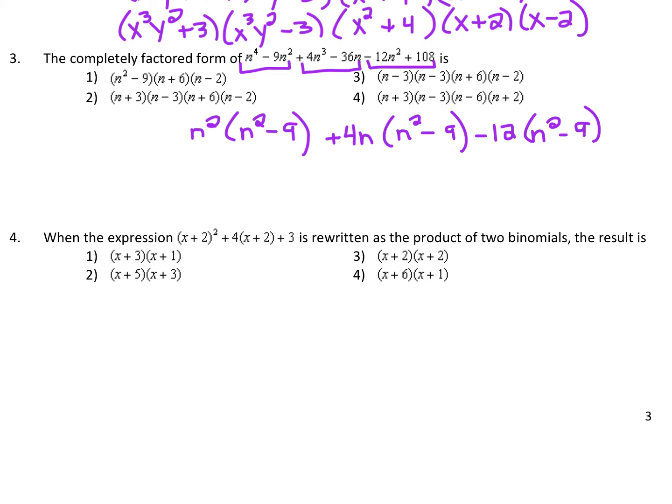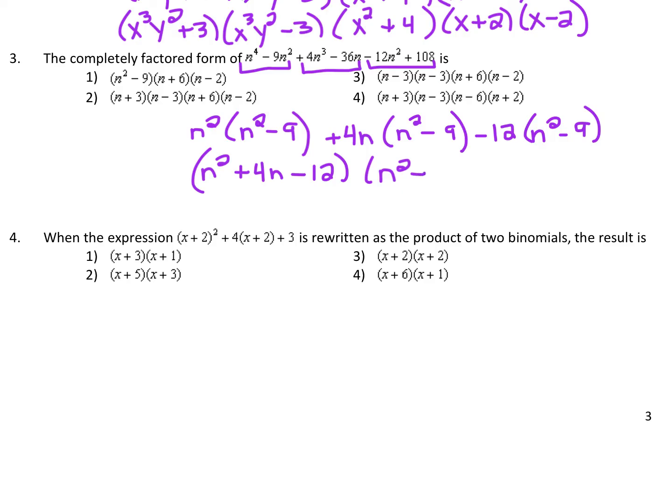So what we want to do is take what's in front of the parentheses: the n squared, the 4n, and the negative 12, and we're going to group them together. So n squared plus 4n minus 12, and that's our first parenthesis. And then we're going to rewrite this common parenthesis once and once only.